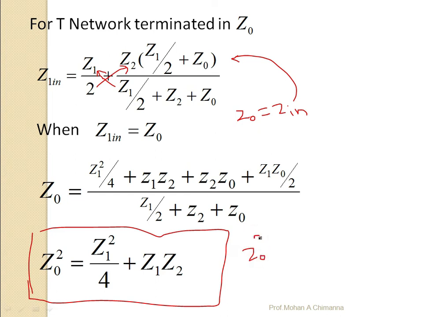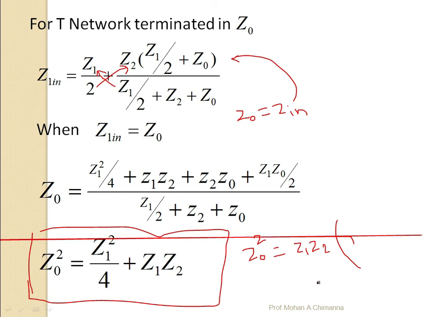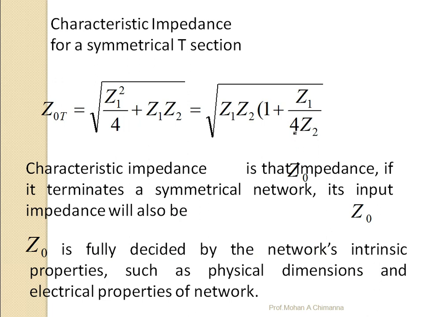That slide we have seen afterward. Z2 square is equal to Z1 Z2 inside the bracket, 1 plus Z1 upon 4 Z2. This will be taken as common, so Z1 Z2 is common. That's why Z1 upon 4 Z2, which means this is the inside term. That part we have seen here.